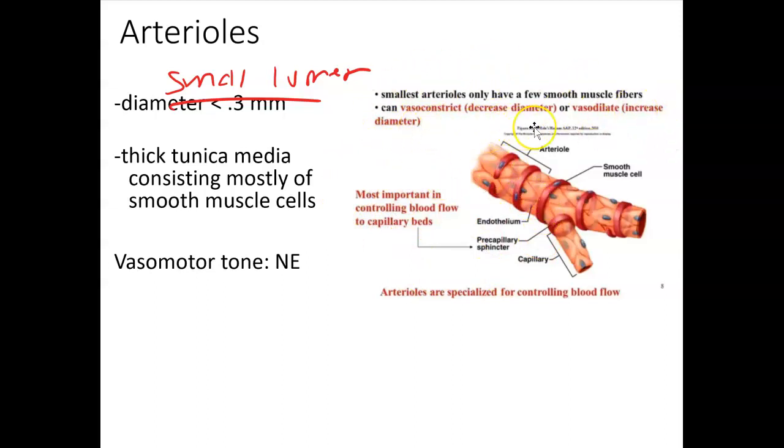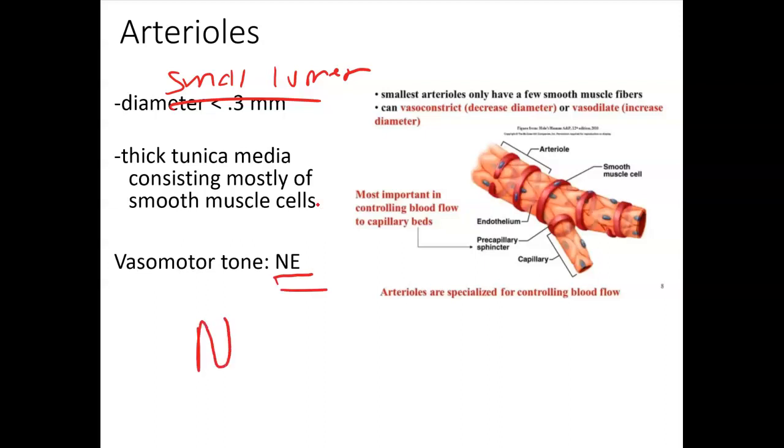Vasoconstriction is when the diameter decreases, and vasodilation is when it increases. And this is critical in controlling blood flow. So these vessels have what's called vasomotor tone. You already learned about vagal tone for the heart. Well, vasomotor tone is due to norepinephrine.